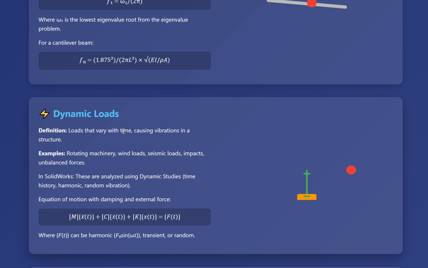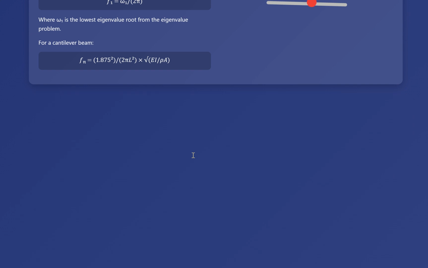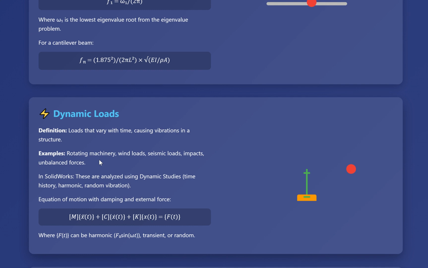An example is a machine rotating. Others are wind loads and seismic loads, that is, earthquakes. We also have impact or balance forces.